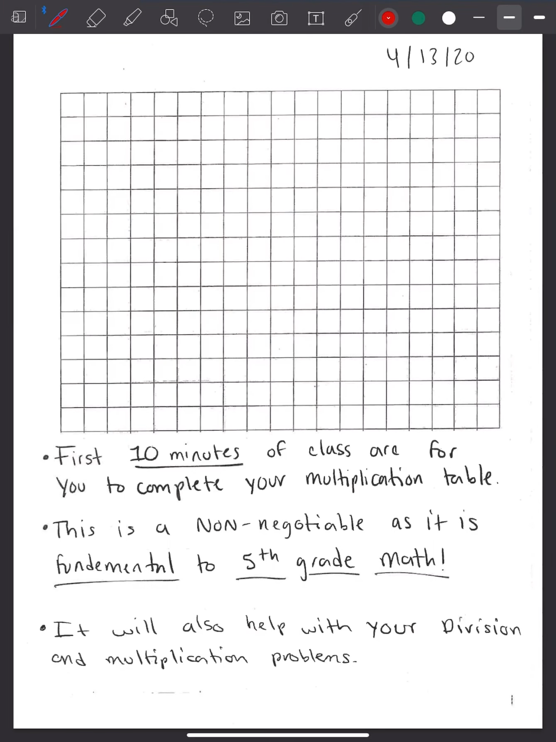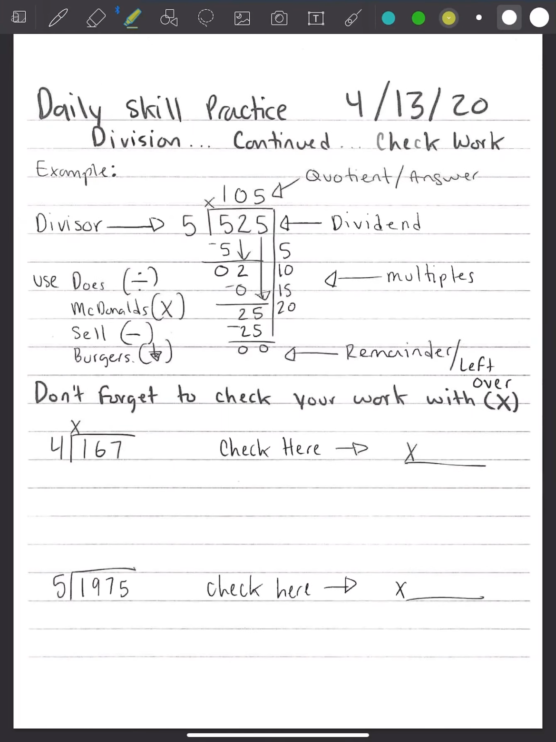So this is the start of a new category. Don't forget that we have our first 10 minutes to do our multiplication table, and then we have our daily skill. By now we have already done multiplication, addition, division, and subtraction, so we're just going to continue on that. This next 10-15 minutes should be for your daily skill, and it's going to be on division. So you can pause the video while you're doing this and come back whenever you're ready for the next part.